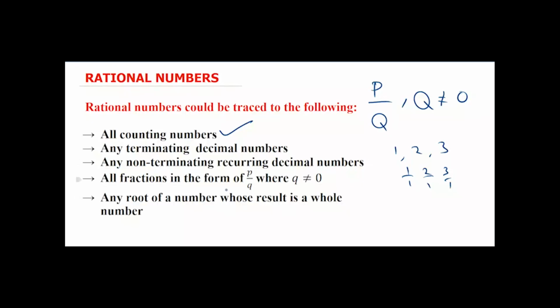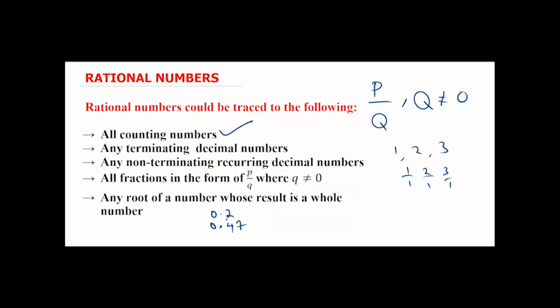What are terminating decimal numbers? Take for instance, we have 0.2. This is a terminating decimal number because it terminates, it ends, it stops after the first decimal place. So we have 0.47. So this is also a terminating decimal number because it stops after the second decimal place. So this is how to identify terminating decimal numbers.